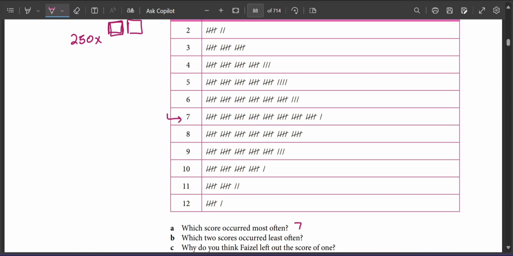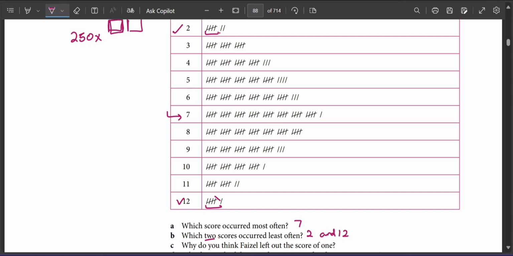Then which two scores occurred the least often? सबसे कम जो हमें नजर आ रहा है, एक हमें 2 नजर आ रहा है, this one, और एक हमें 12 नजर आ रहा है, क्योंकि सारे जो है वो इससे ज्यादा है. इसमें हमारे पास एक ब्लॉक है, इसमें भी एक ब्लॉक है, और अगर सबसे कम देखा जाए तो वो 12 बनता है, और उसके साथ 2 स्कोर्स गए तो हम लोग लिखेंगे 2 and 12.